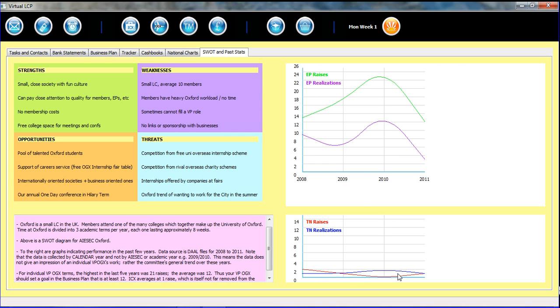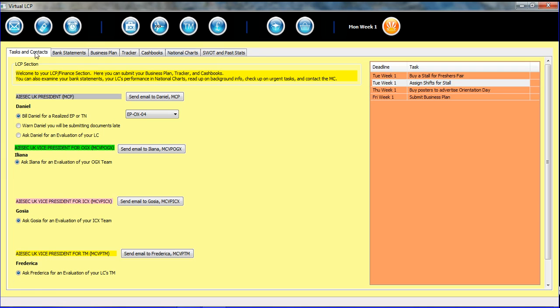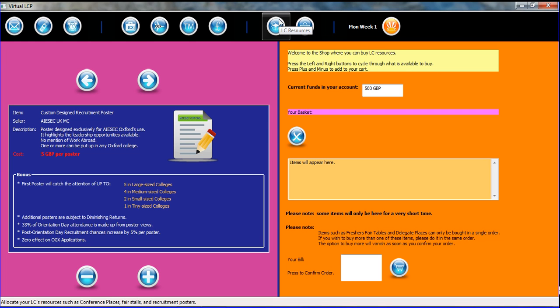Buy a stall for Freshers Fair. Right. Okay, this is little shopping icon. Buy. Right, what can we buy? £500. Here's recruitment poster. If you remember that email before, posters are going to account for about 1/3 of the people who come to us for our info session or orientation day. We're going to want a lot of posters. It's £5 per poster. Subject to diminishing returns.